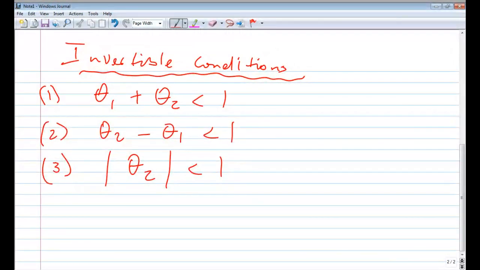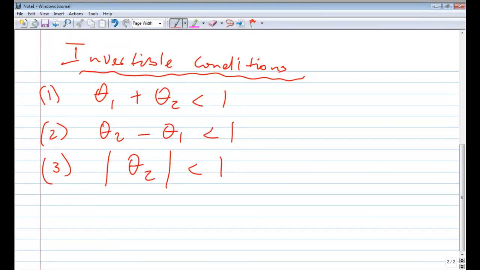So now you can just use these types of conditions, or use the other method that I introduced last time, the one where you write your process in the backshift operator. From there, equate to 0, and we find the roots or factors. If the values are outside the unit circle, therefore the process is invertible. If the root is not outside the unit circle, the process is not invertible.